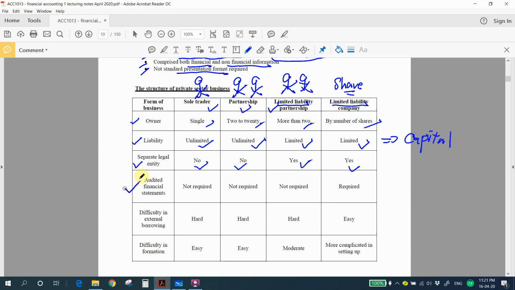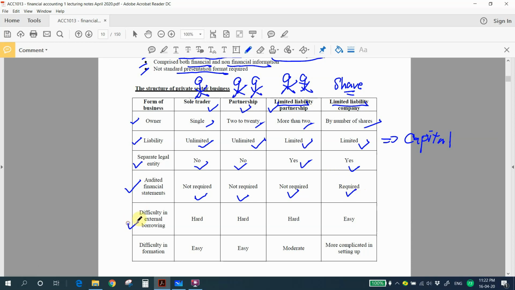Next, audited financial statement. Audited financial statement means whether the account has to be audited, has to be checked by an auditor. For sole trader, partnership, and limited liability partnership, you are not required to audit. However, for a limited liability company, you have to audit.